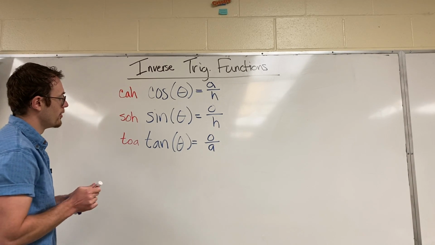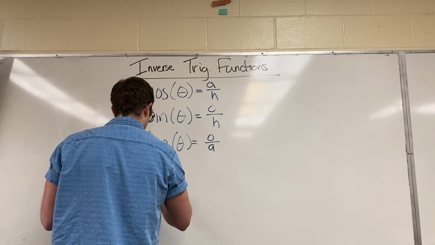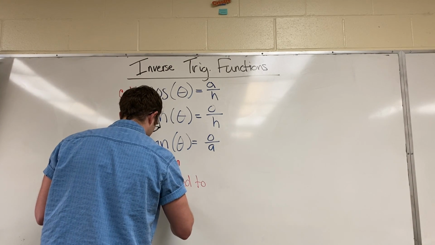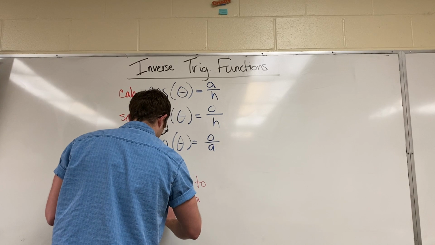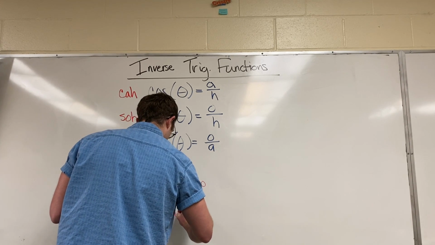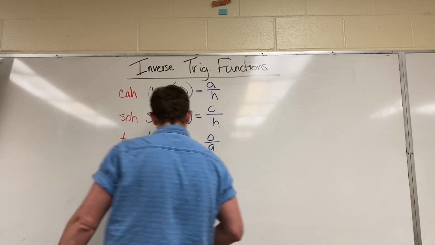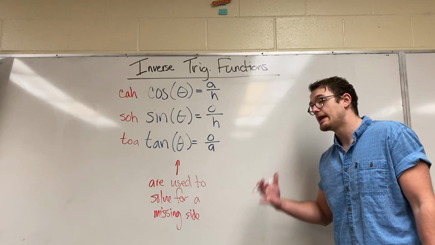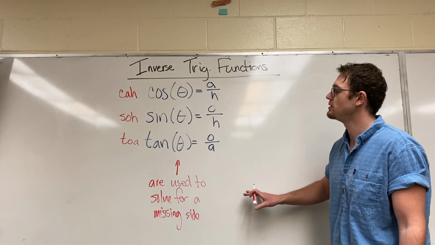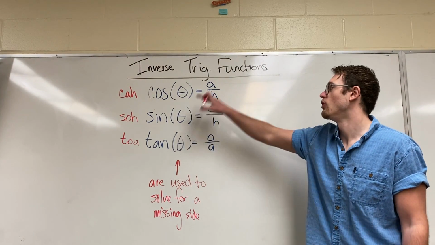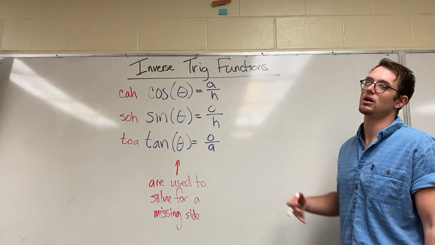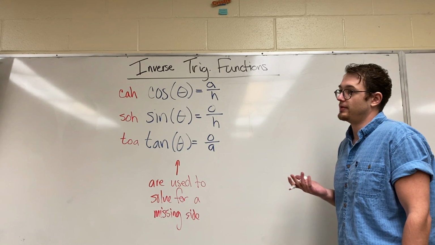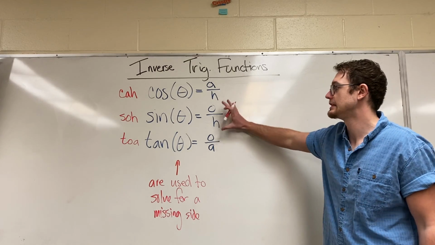The other note I wrote in, these are used to solve for a missing side. These functions are used to solve for a missing side. Okay, that's what the assignment I gave, the few assignments I gave. You use these when you know the angle, you know one of the sides, and you're going to solve for the second side, either the leg or the hypotenuse, but you're solving for a side when you're using these.